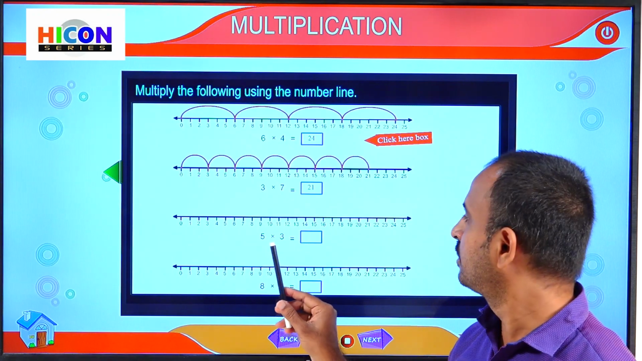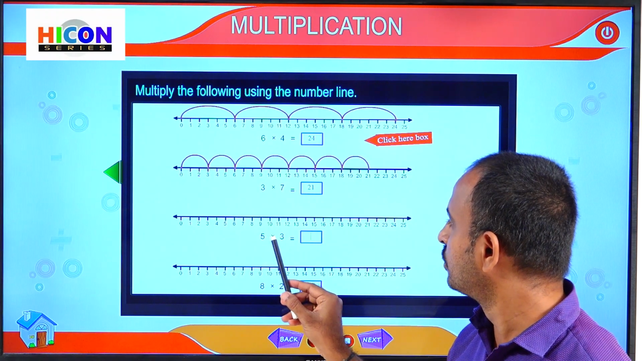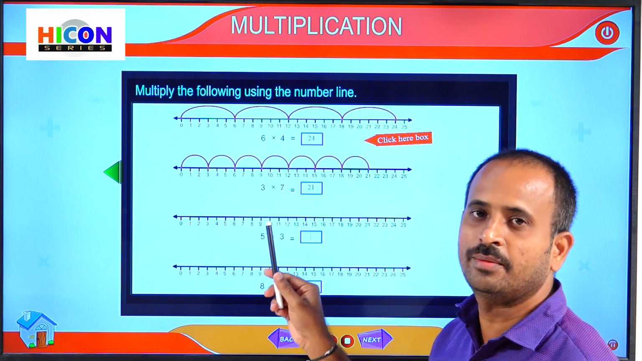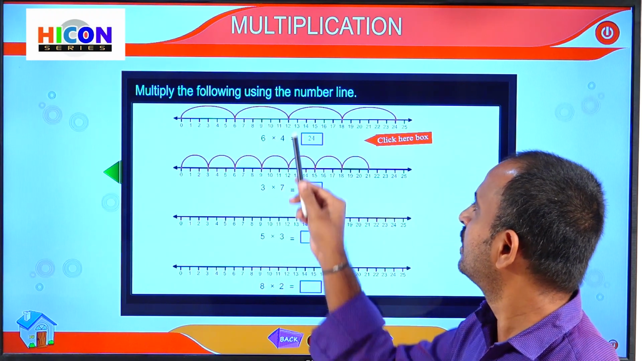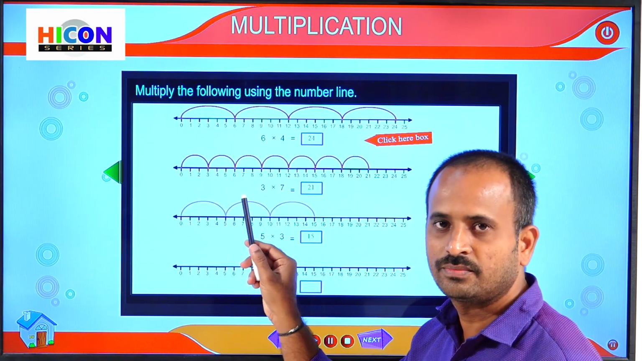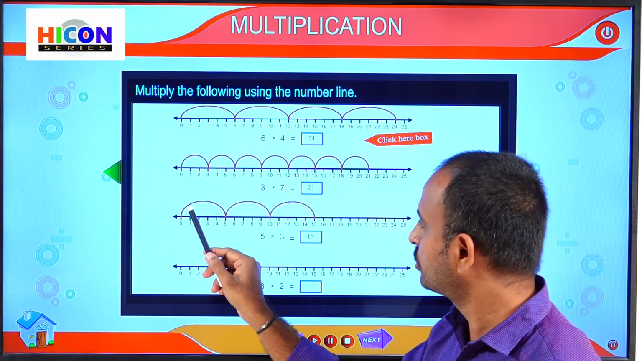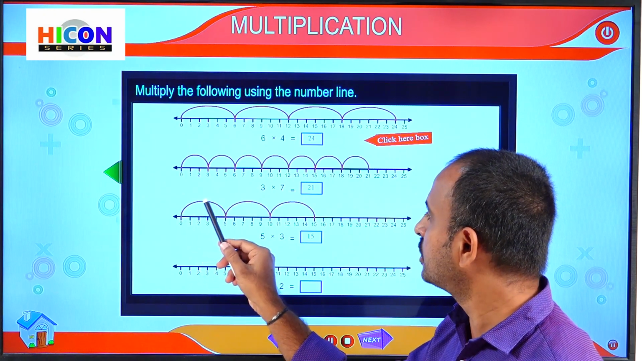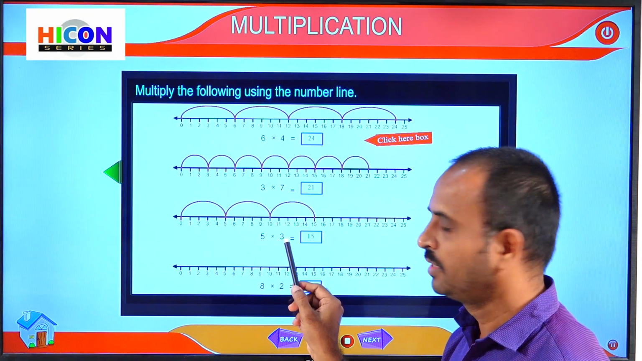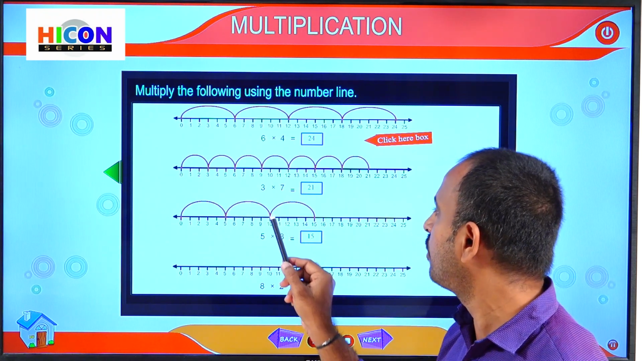So the next problem is 5 into 3. That is, we have to multiply these 2 numbers on the number line. So how can we do this multiplication on the number line? As discussed in the 2 problems, first we have to start from 0. And how many steps do we have to move? What is the second number in the multiplication? 3. So here the second number represents the number of steps we have to move.